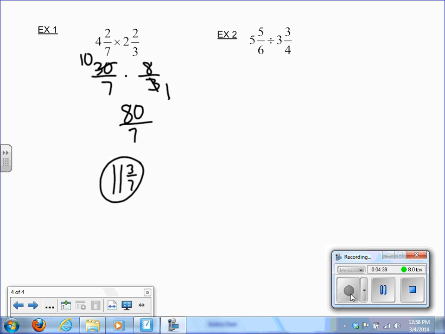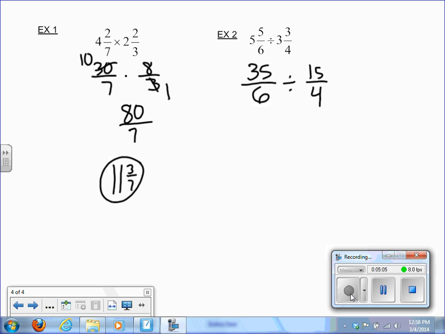Our new first step is change everything to improper fractions. So, 5 and 5/6 becomes what, Cormac? 35 over 6. 35 over 6. Divided by 3 and 3/4, Jana, which is 15 over 4. Okay, now in the next step, we're going to multiply the reciprocal.